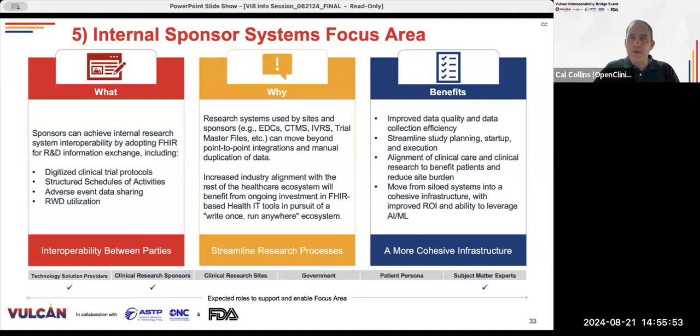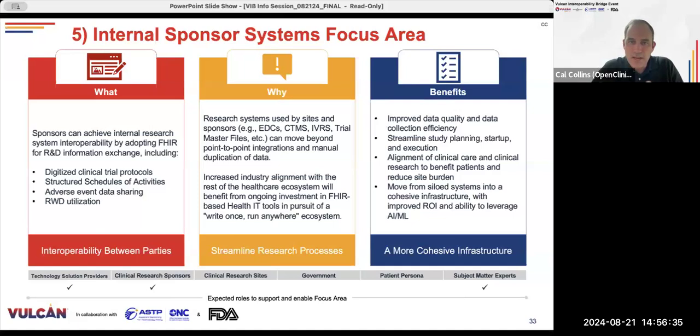So adopting FHIR-based interoperability for sponsor systems is, from the perspective I look at things, a key part of pursuing a write once, run anywhere world in a way that will leverage all the great work that's going on in the broader ecosystem and help us reuse that. The benefits of executing in this focus area include improved data quality and collection efficiency, streamlined study planning, startup, and execution, and the possibility to better align clinical care and research in ways that benefit patients and reduce site burdens.